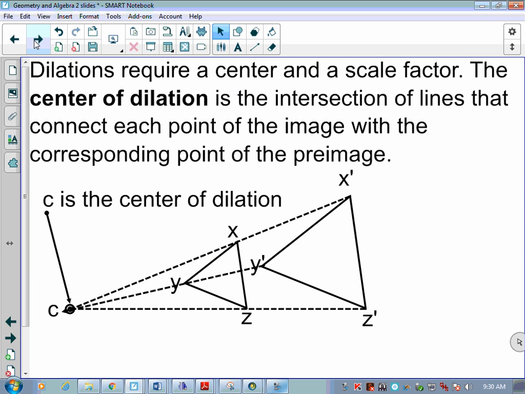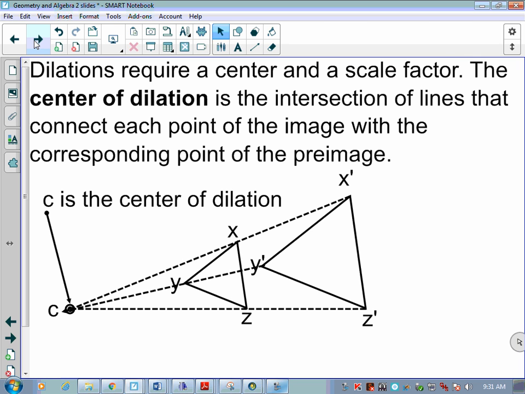Dilations require something specific though. If you remember back with our other transformations, translation required distance and direction. Reflection required a line of reflection. Rotation required a point of rotation, a direction of rotation, a degree of rotation. A dilation requires a center of dilation. I probably said point of rotation, what I meant was center of dilation. The center of dilation is the intersection of lines that connect each point of the image with the corresponding point of the pre-image. C is the center of dilation.